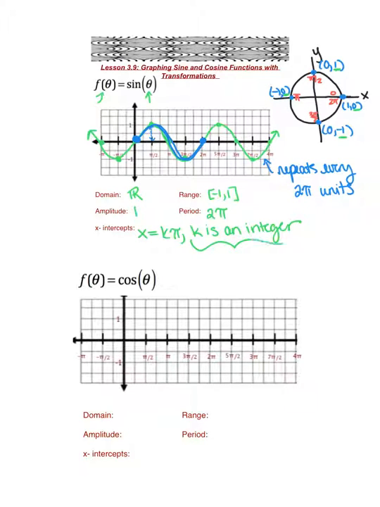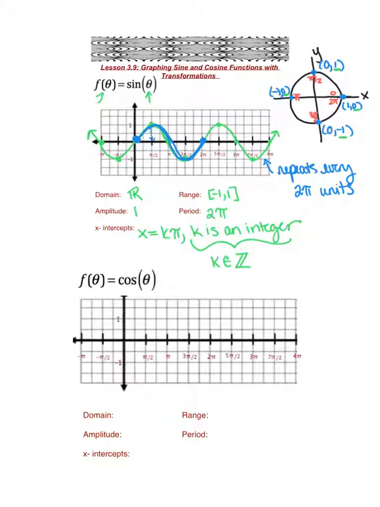Some of you opt to use this notation here where you say k is an element of the set of integers, and that is amazing. So that is a review of our parent function of sine. Now what I'd like to do is review cosine.